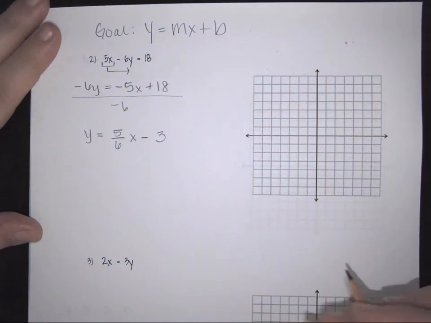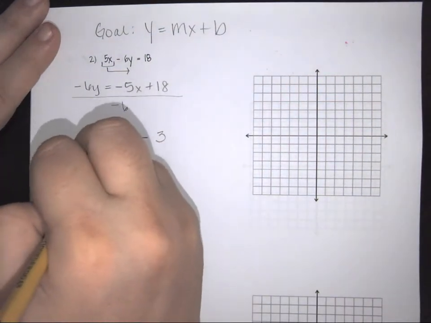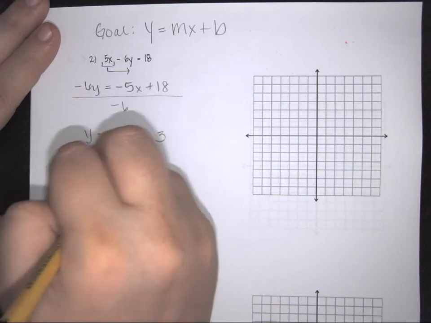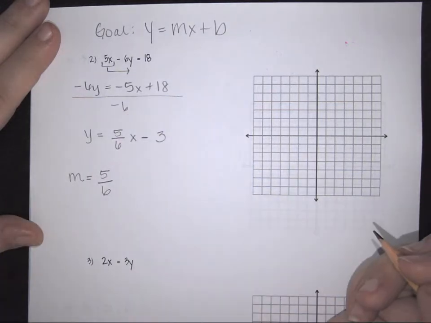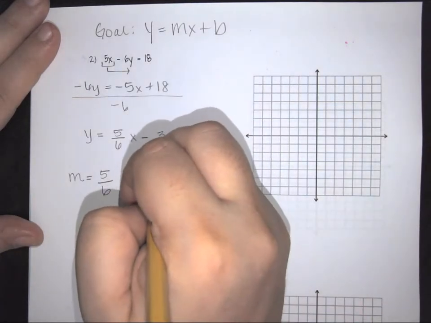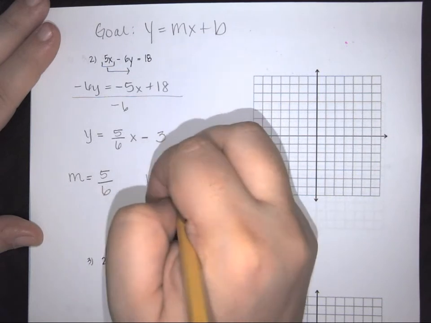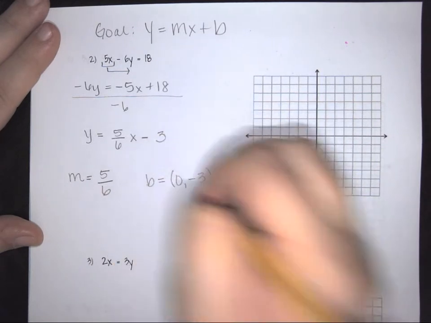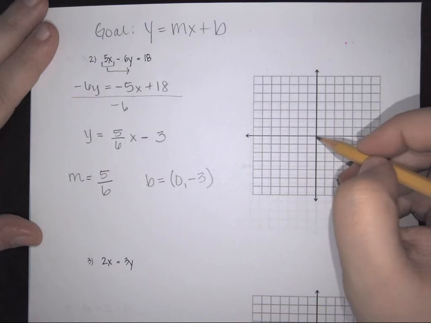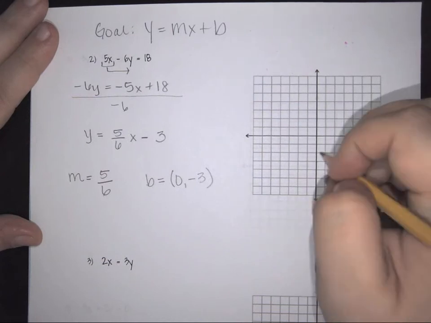And from here I can identify my pieces. My slope is going to be the coefficient of my x term, and my y-intercept is going to be the point (0, negative 3). So here I'm going to go down 3, 1, 2, 3. Here's my point.